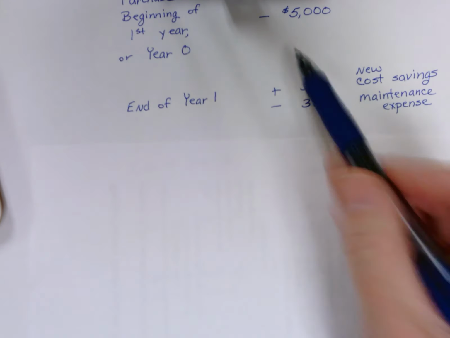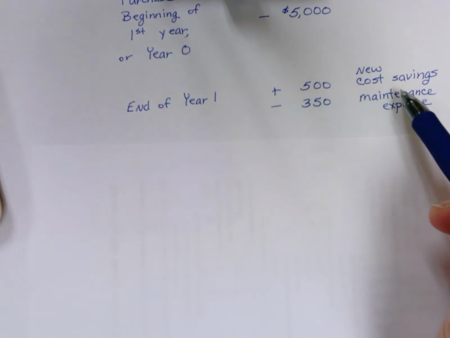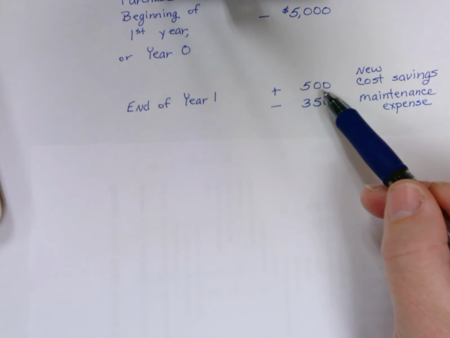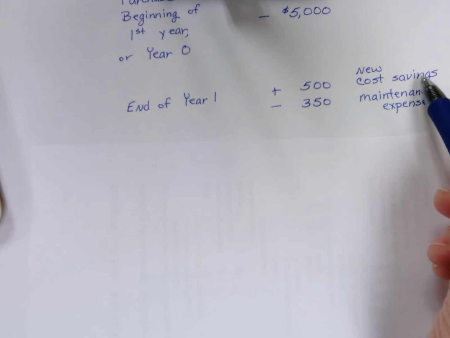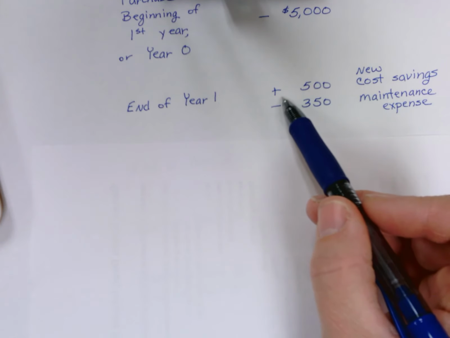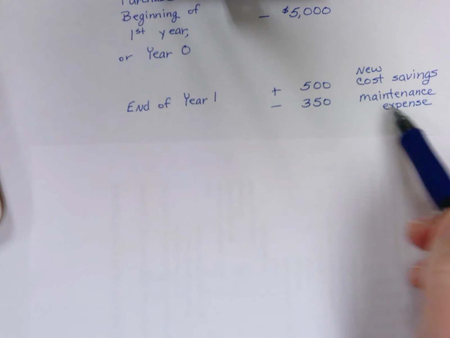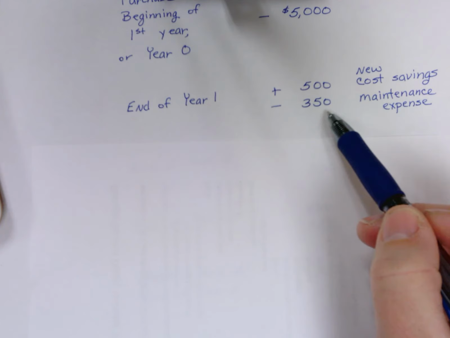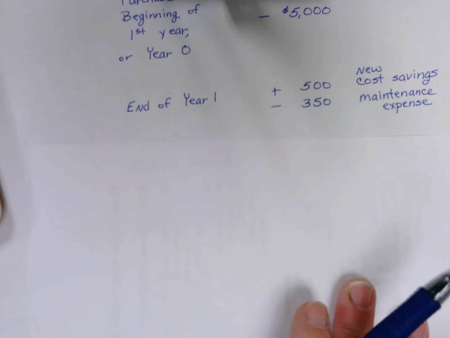So anytime this new proposed asset results in savings over the way this process was previously done, then capture that as dollars and put it in as a positive, as if it were cash flow coming in. It's really cost that's being avoided by the purchase of this asset. Okay, so cost savings is a plus. We treat it like cash coming in. And then maybe this new machine has maintenance expense associated with it of $350 per year, so that's a cash out. We say it happens at the end of year 1.